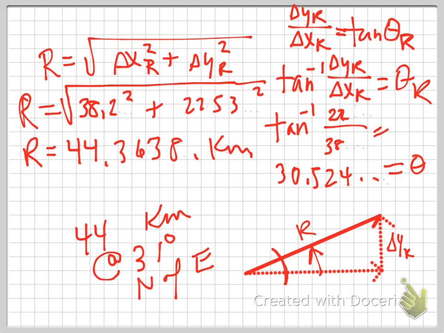And your book very often gets the sig figs wrong. Oh, no, they got it right in this case. So, yeah, 44 kilometers at 31 north of east. Not so bad, right? They're really not bad. They're lengthy and they're tedious. And they reward good bookkeeping, good accounting, and really careful organization of your stuff.